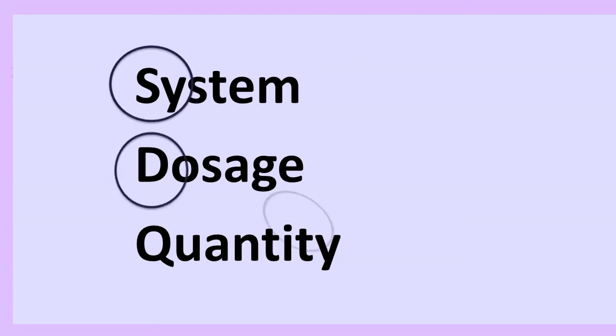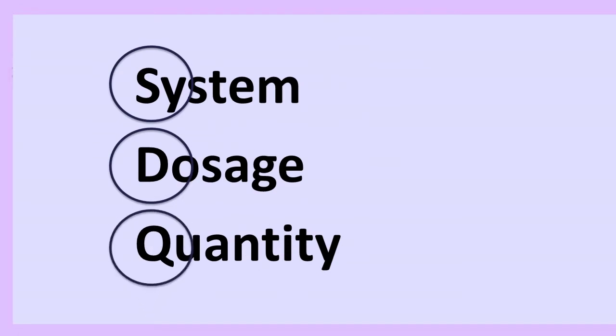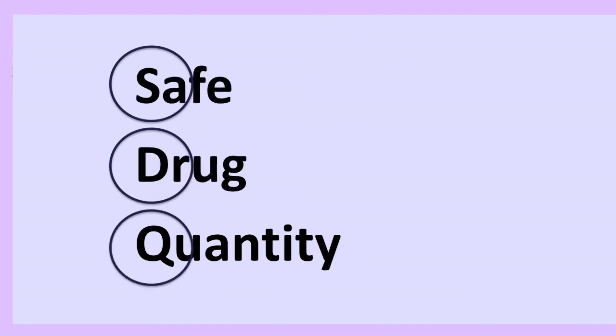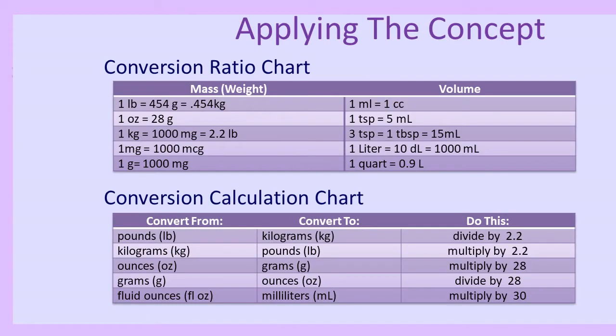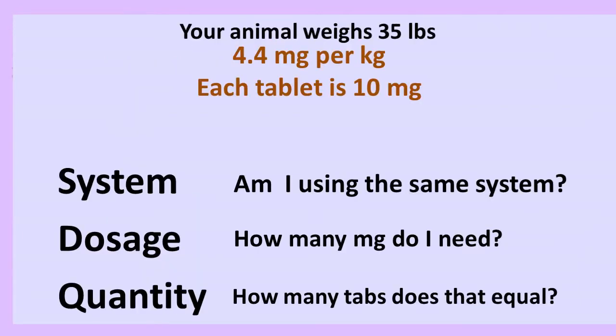This mnemonic device will help you remember the steps, the 3 safe drug questions. There are several ways to convert back and forth between standard measure, pounds and ounces, and the metric system, grams and kilograms. I've included in your workbook both types of charts for easy reference. You can use these to do the first step of a 3-step drug dosage calculation, and it's quite easy. But for now, let's return to our problem.